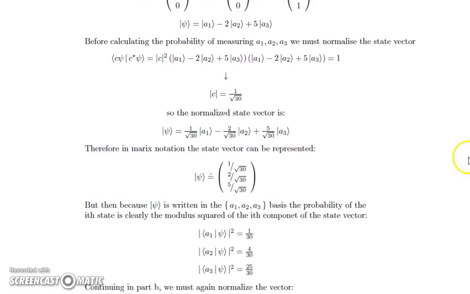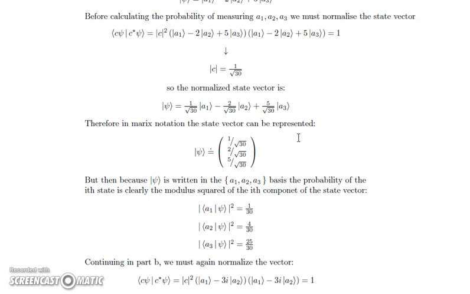So we do that as we normally do by demanding that when we take the inner product of psi with itself, it equals 1, and then we just insert some scaling constant. So when we do that calculation, we find that the modulus of c has to be 1 over 30, so we just choose c to be 1 over 30, so our normalized state vector is right here. Then, therefore, in matrix notation, we can represent the state vector as this.